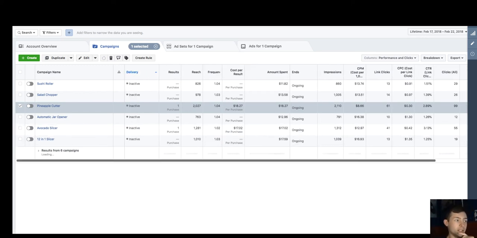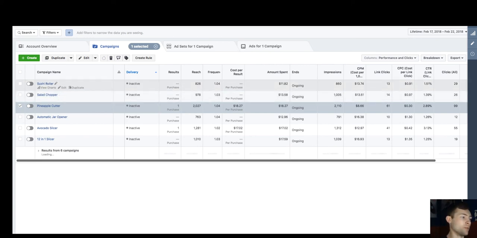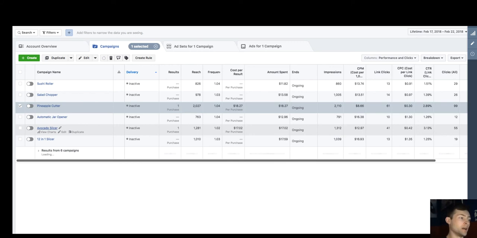So as you can see over here, the one that probably performed the best, the only ones I got sales on, were the pineapple cutter and the avocado slicer.